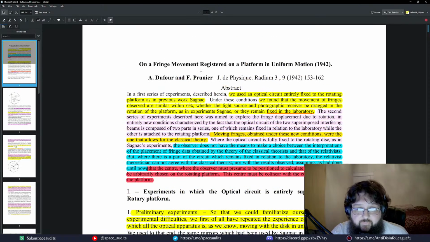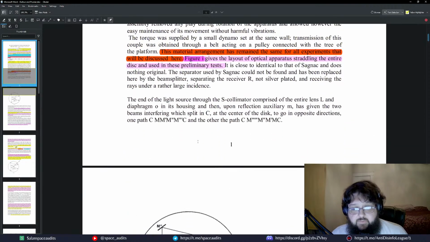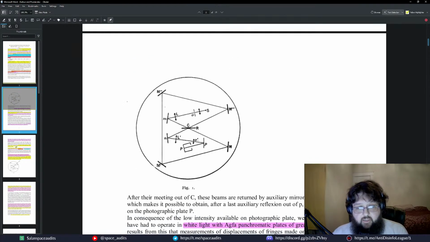This is Dufour and Prunier, two Frenchmen in 1942. What they did here is they reproduced the Sagnac effect of 1913. Nothing too crazy there, right? So, no violations of special relativity according to the textbooks, as just stated. So here's the configuration of their device. Now they make the argument, and there's other experimental evidence for this as well, but let's just go with what you said, that the photographic plate here doesn't determine that it's an inertial observer. You have to be off the photographic plate to determine the inertiality of the frame. Yes or no?